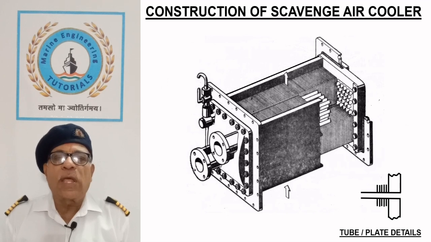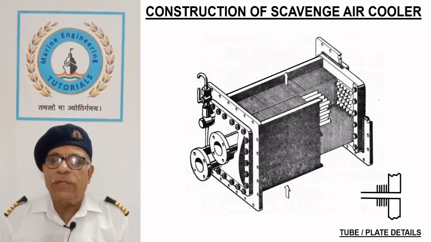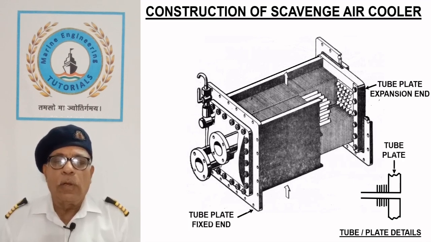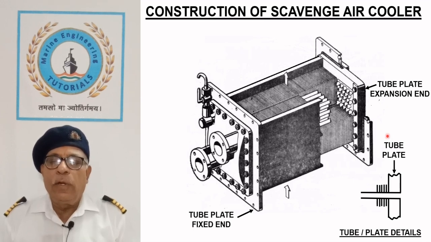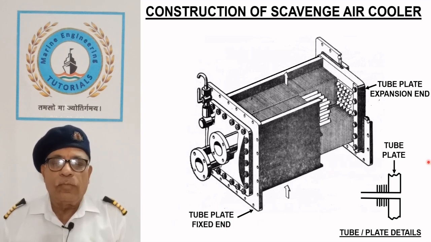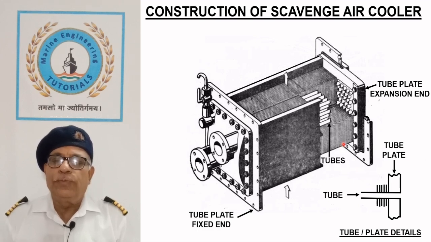Construction of Scavenger Air Cooler. The sketch shows a scavenge or charged air cooler which has a rectangular shaped construction. It consists of two tube plates, one fixed and the other free to expand. A number of tubes are attached to the tube plates by expansion and bell mounting.